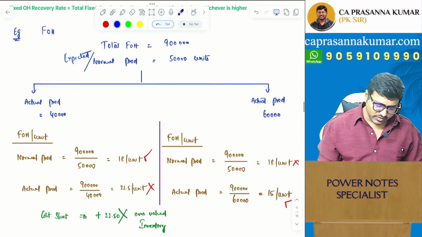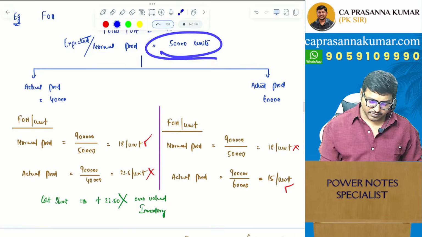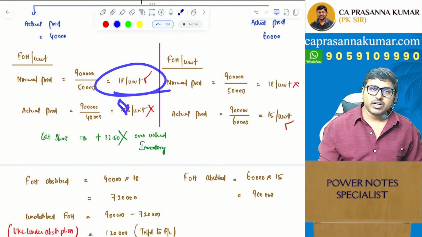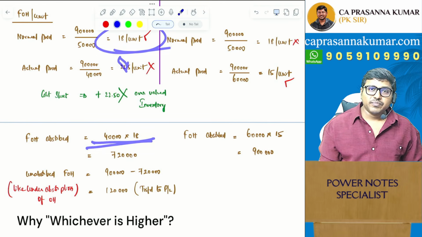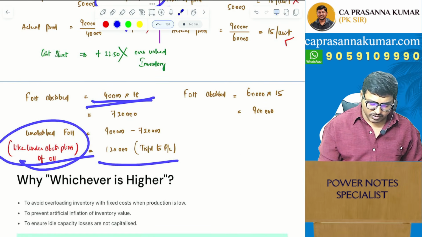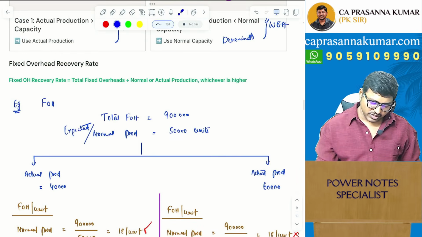Therefore, whichever is higher, meaning normal production will be higher, you will be getting a particular overhead recovery rate. You multiply that with actual output. Then you will be getting unabsorbed overheads that will be taken to what? P&L account. Simple. That's all. Clear?